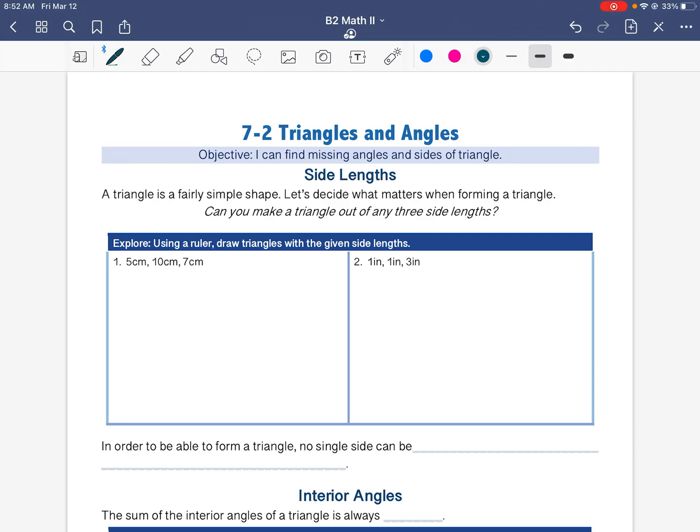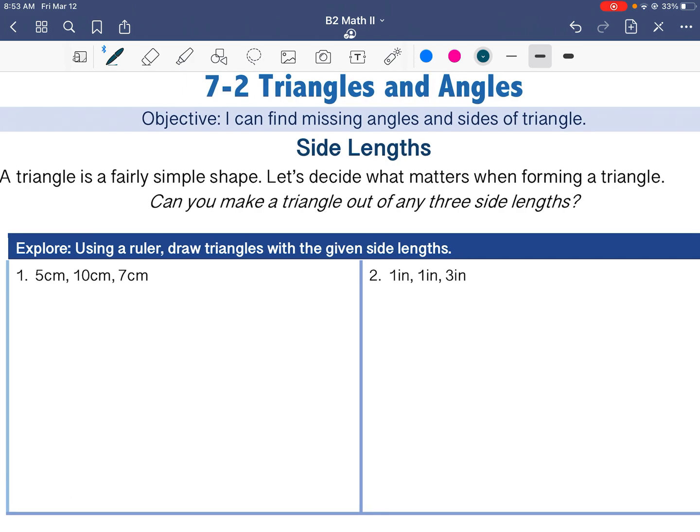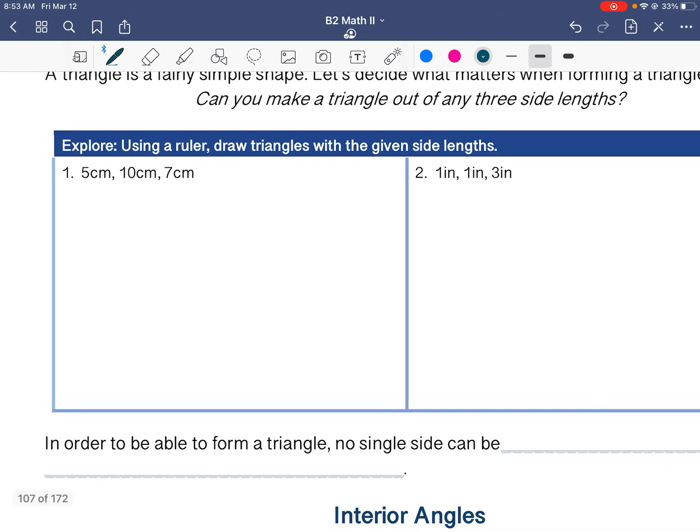Alright, this is 7-2, triangles and angles. So this whole unit is going to be about triangles. We love triangles. In fact, I think the next 2 units. So we're going to just sort of get an introduction to triangles and the angles that are inside of them, and also side lengths a little bit, and their relationships. So fun stuff.